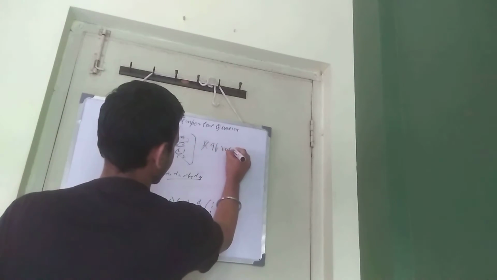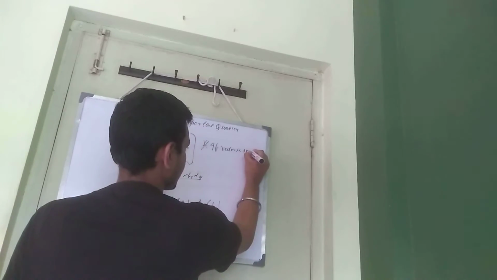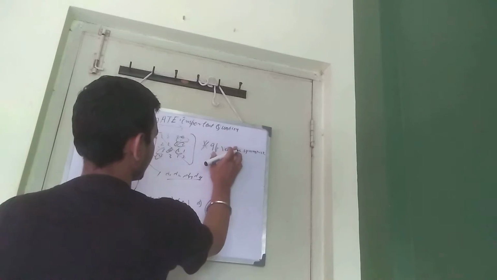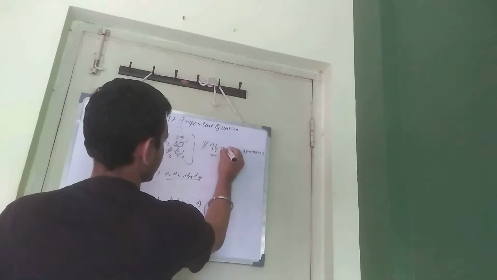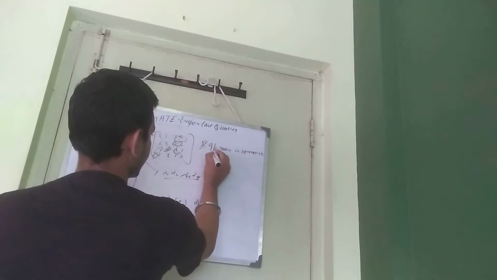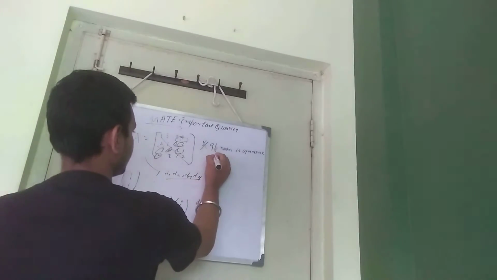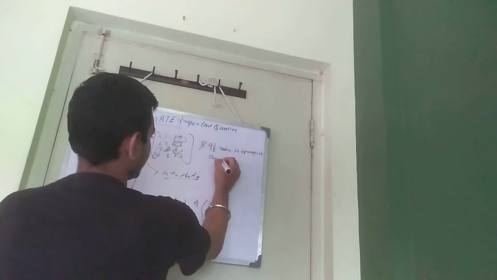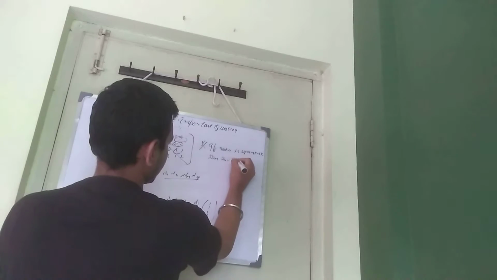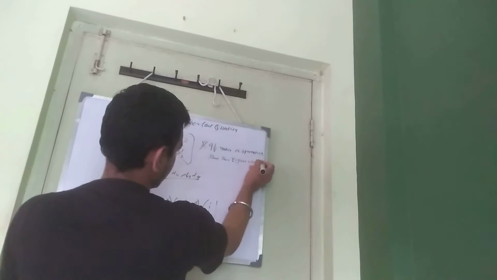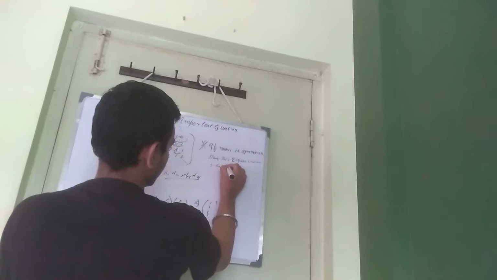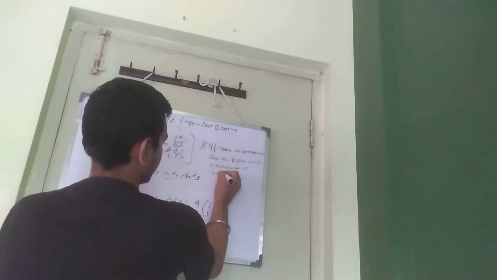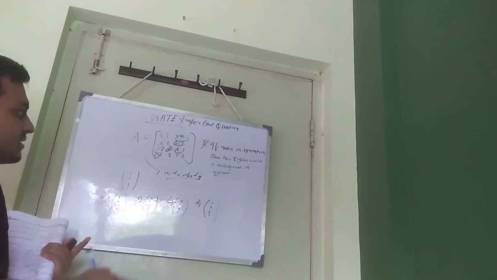So one of the key points is, if the matrix is symmetric, then its eigenvectors are orthogonal in nature. That is the key point we use in this question.